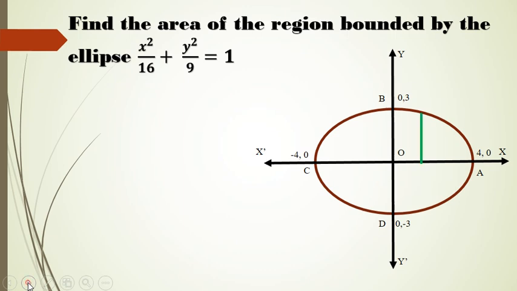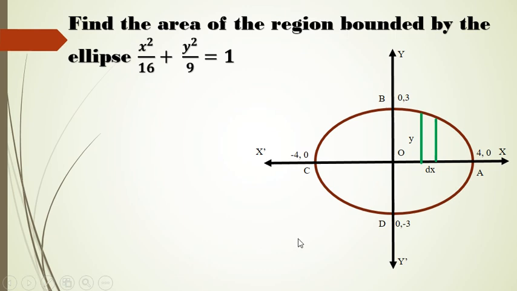Let's see. This is the vertical strip. It cuts the positive part of x-axis at two points, this point and this point. Suppose this is the dx and this is the y. So area of the vertical strip will be y into dx.